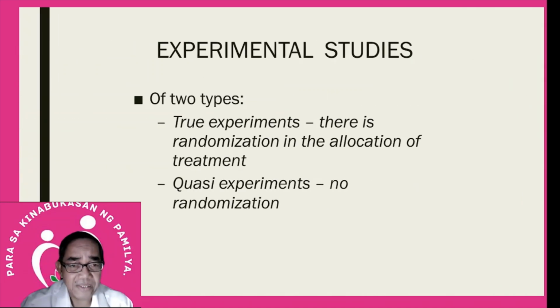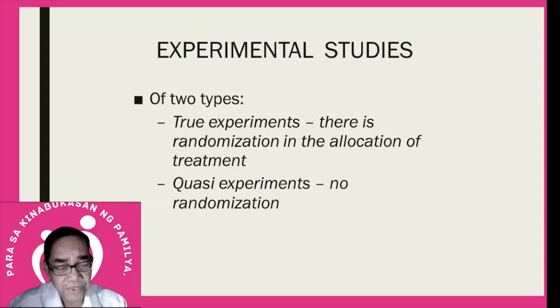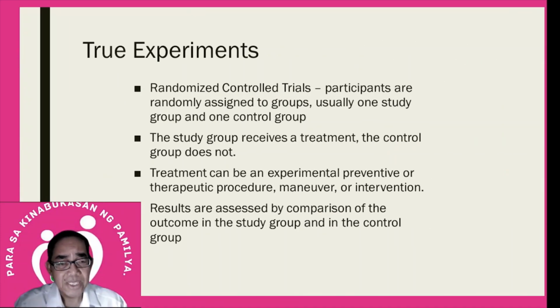And so we said that there are two types of experimental studies: the true experiment, where there is randomization, and with randomization, as I said, we make the characteristics of the two groups equal, and in quasi-experiment, there is no randomization. Now, we'll talk of true experiments where there is randomization. So we have randomized controlled trials.